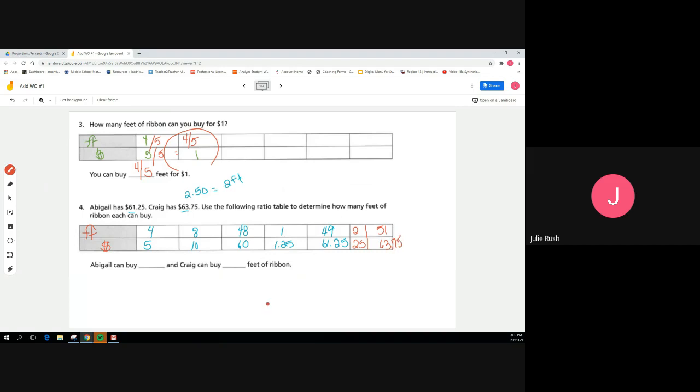Remember, there's lots of ways to solve. Your partner and you may have used different amounts on your ratio tables, but as long as you get 51 feet costs $63.75 and 49 feet costs $61.25, and it is a strategy that works and works all the time, then it's a strategy that's good for you to use.